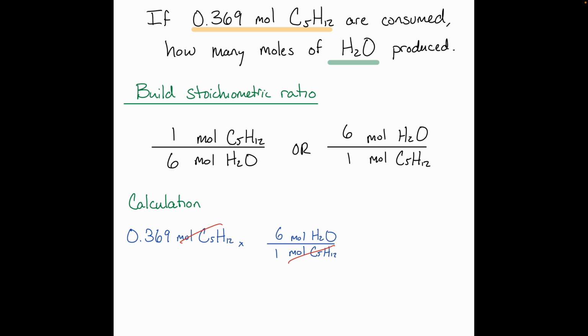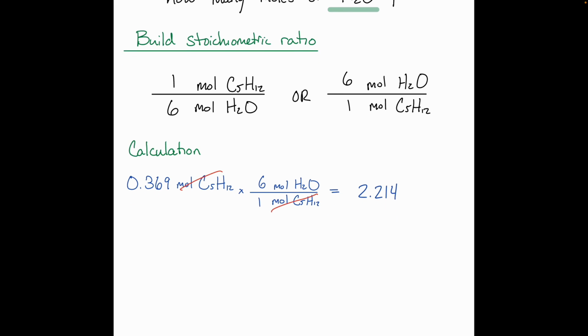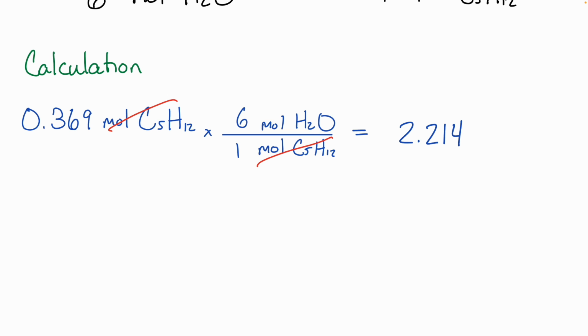Cool. All right, so we punch this into our calculator. We get 2.214. What are my units? Yeah, so I canceled out my moles of C5H12. I'm left with moles. That is your unit, but again, it's very helpful to keep track of who you're talking about. And then I'm done. No, never that simple in chemistry.